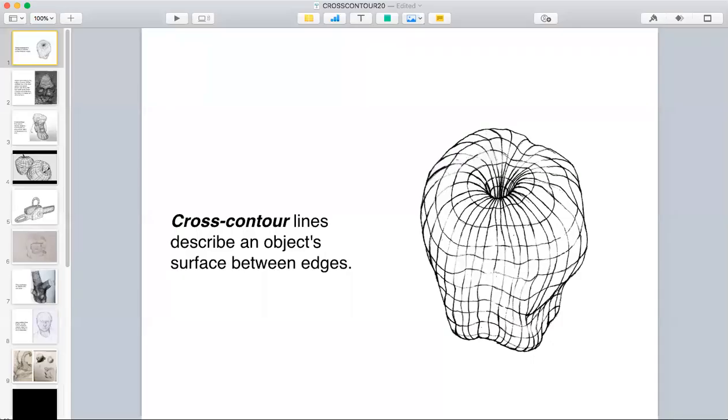So let me show you a couple images quickly, and we can talk about them for one second. So the cross contour lines, they're describing the object's details between the edges of it. And this is a good example of an ink drawing of an apple.